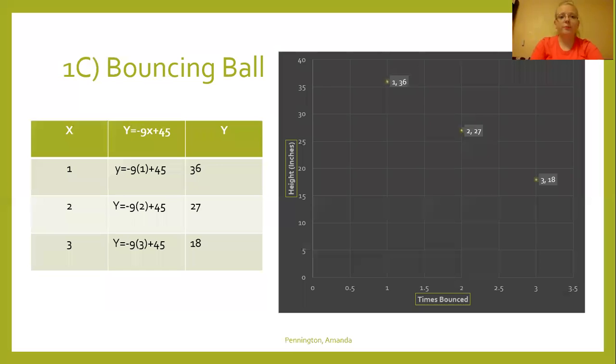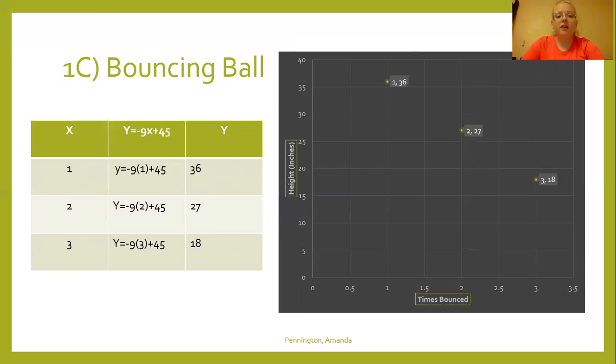So here's that one. Then it wants us to talk about the function of the height of a bouncing ball dropped from a table. So when we drop a ball from a table, we know that it usually bounces highest and then goes lower, lower, lower, and then it kind of dribbles out or rolls over. So we're going to say that our table is going to be 36 inches high. And I'm going to drop my ball, and it's going to bounce 1, 2, 3 times, and that's going to be it. So we have an equation y equals negative 9x plus 45.